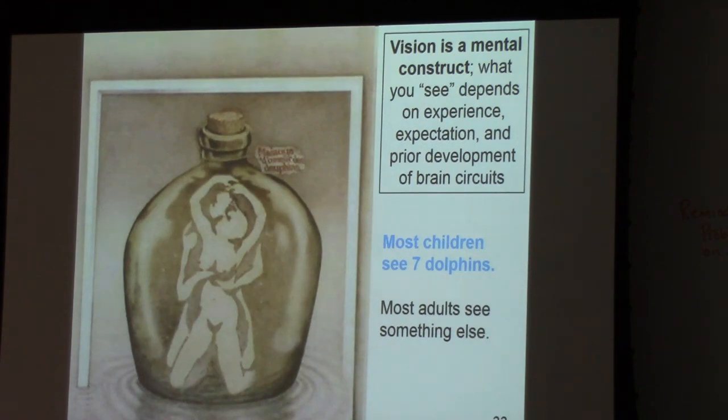Can you see the dolphins? I mean, there's a dolphin, and there's a dolphin. Children only see the dolphins. They don't see the naked humans. So our vision, what we see, is adjusted by what we know. So vision is a mental construct. We're not cameras.